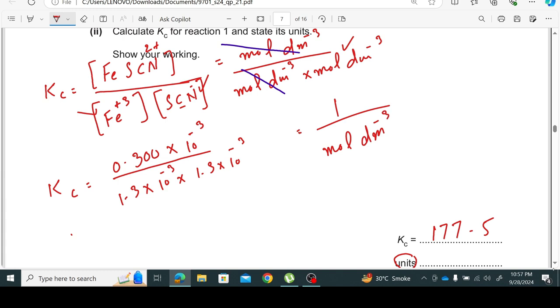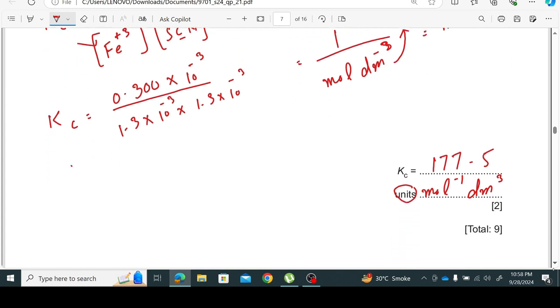Understand? But when you will bring it up, you will get mole inverse 1, and it is the negative 3 dm cube, it will become positive 3. It is your answer, mole negative 1 inverse 1 and dm cube is positive, okay. It is your answer.